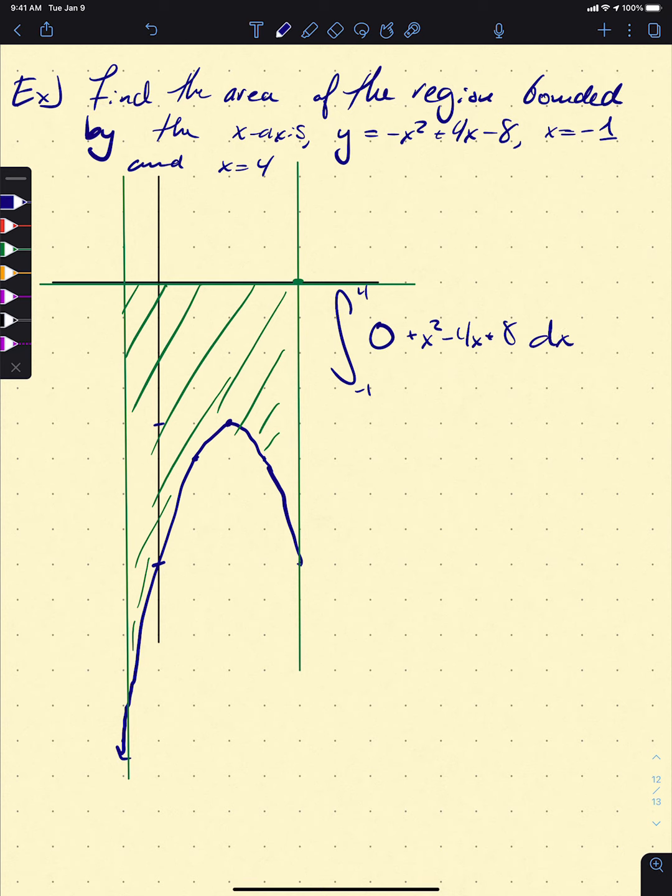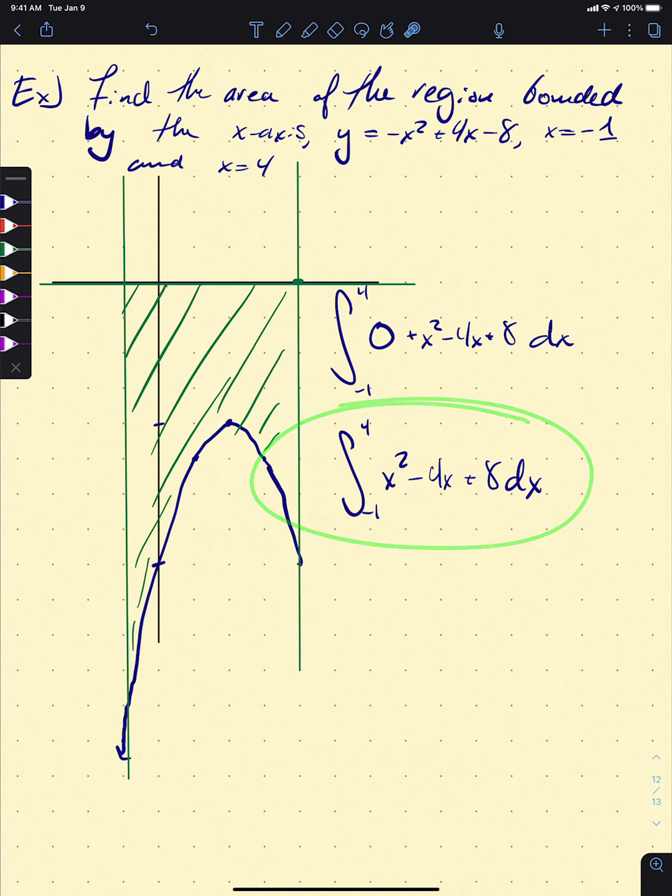Okay. And then from here we can rewrite this as the integral from negative 1 to 4 of x squared minus 4x plus 8 dx. This is the definite integral of a polynomial over a region. I'll let you pause it right now, work this guy out, and confirm that you get 31 2/3 on that guy. Okay.